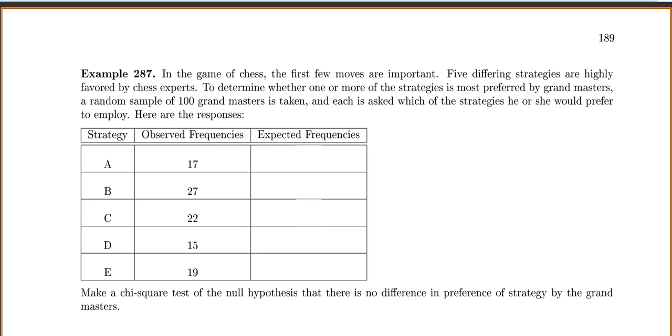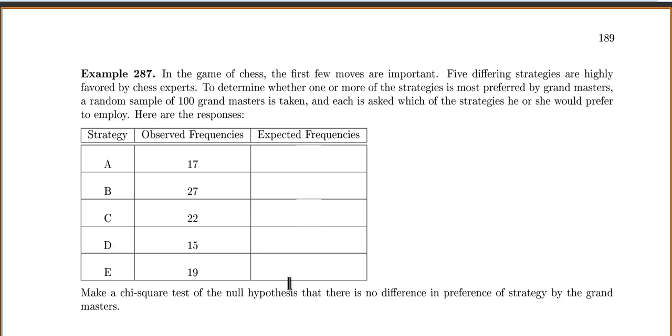In this example, we're talking about the game of chess, in which the first few moves are important, and there's 5 different strategies that are highly favored by chess experts. To determine whether one or more of the strategies is most preferred by the grandmasters, a random sample of 100 grandmasters is taken, and each is asked which of the strategies he or she would prefer to employ. And so here are the responses. So you have 5 different strategies, and here are the observed frequencies. So 17 of the masters liked A, 27 liked B, etc. So that's our observed values.